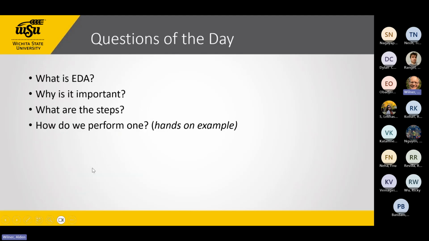So what is EDA? Why is it important? What are the steps, and how do we perform one? We're going to perform an EDA on the IRIS data set, and you'll see that basically data cleaning kind of fades into exploratory data analysis. Exploratory data analysis is where you've cleaned out the obvious errors. Now you're trying to find out, first of all, what the data is telling you, and second of all, if there are any more mistakes or errors in the data, right?